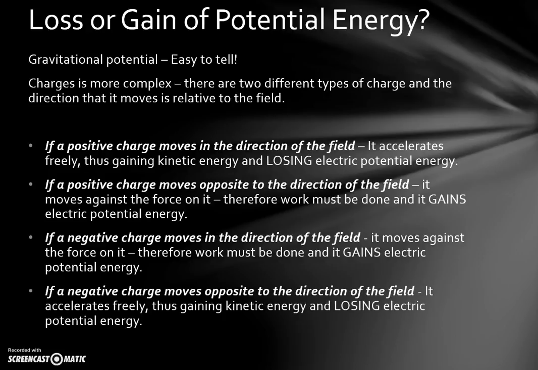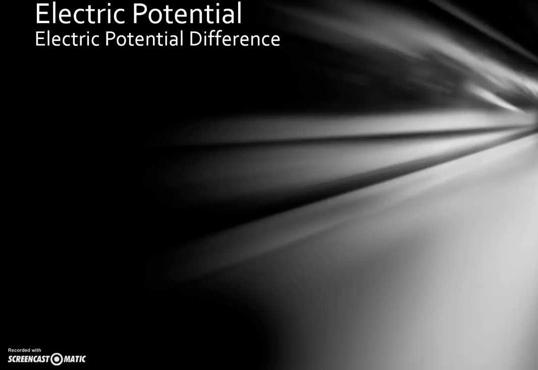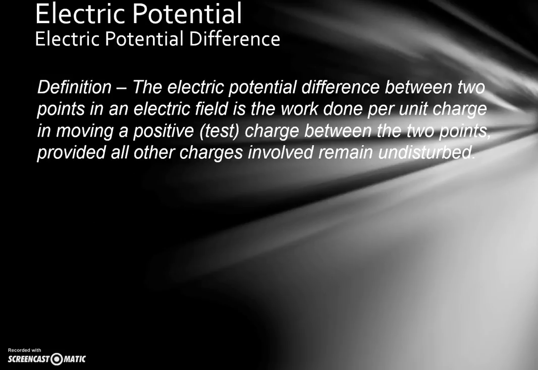And if our negative charge moves opposite to the field, which it normally would, it's going to be accelerating freely and gaining kinetic energy, losing electrical potential. So we just have to figure out what's going to happen with our little charge. Imagine if it's moving towards or away from or in the direction of the field or opposite the direction of the field, and if it's positive or negative. And we'll be able to tell if it's going to lose or gain kinetic energy, and therefore potential.